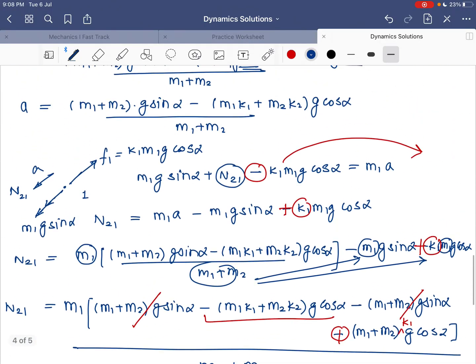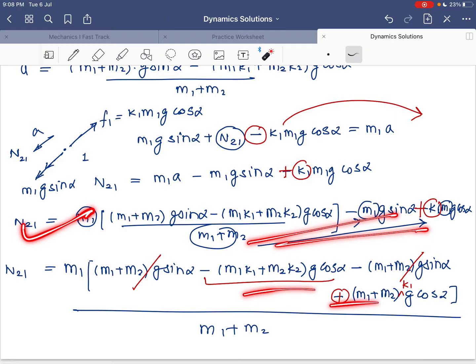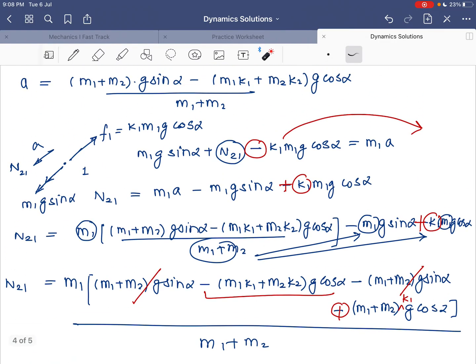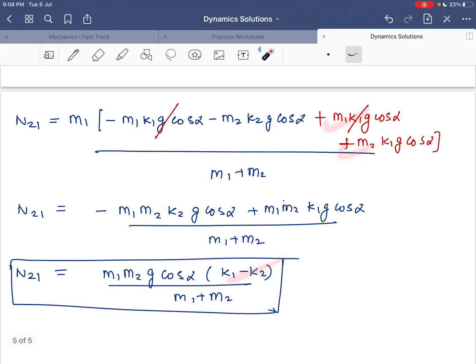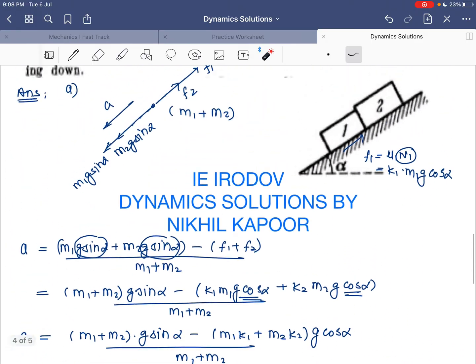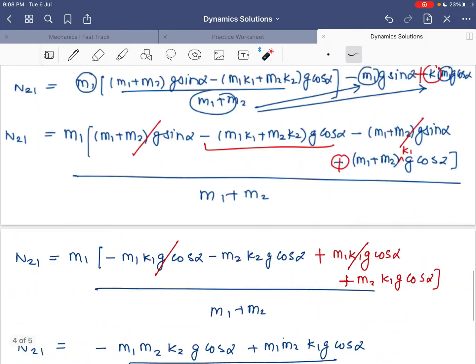Second, this is the A part of the question. After solving, this is very simple, but after this equation the solving becomes quite complicated, that's the only thing. So be careful with this sign. We did make some mistakes here, but I have corrected them afterward, and this is the right answer. Now in the B part of this question, we need to find the minimum value of alpha at which sliding will start.